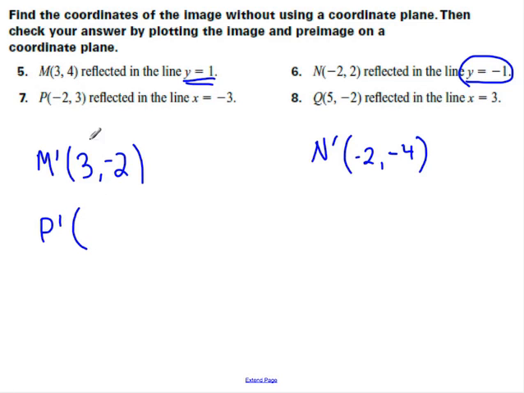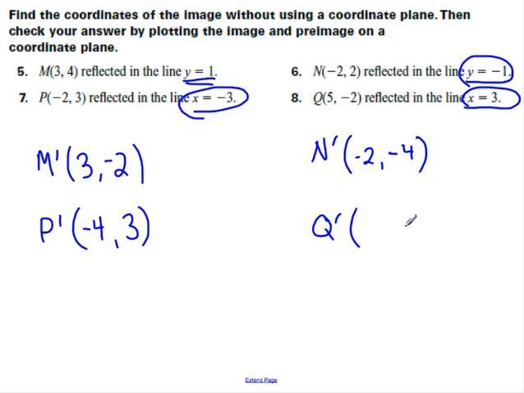With P prime, we're reflecting over the line x equals -3, so our y's will now stay the same. How do you get from -2 to -3? You subtract 1, so we'll subtract 1 more. That'll give us -4. With Q prime, let's see, it's at x equals 3, so our y will stay the same. How do you get from 5 to 3? You subtract 2, so we'll subtract 2 more through the line.